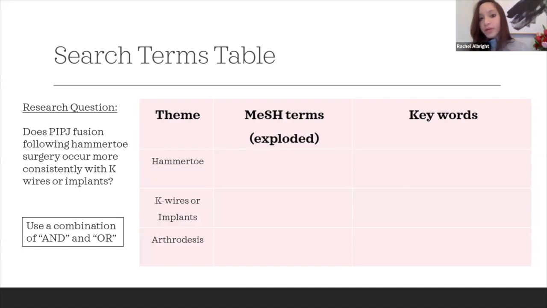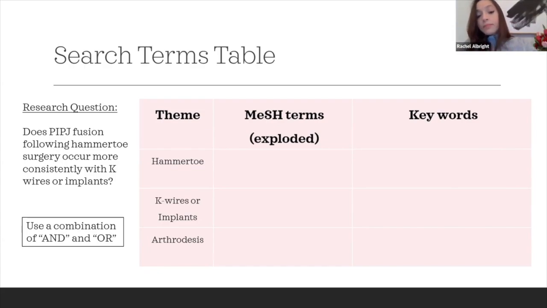So a search table is a really good way to organize your thoughts. I'm going to show you how to use this. Let's say my research question is, does PIPJ fusion following hammer toe surgery occur more consistently with a K-wire or an implant? The easy way to do this is to come up with themes, large overarching themes for your research question. The easiest way, in my opinion, is just to split it up by your PICO. Your population is people with hammer toes. That's a theme. Your intervention and your comparison is K-wire versus implant. So I made that one theme. And then arthrodesis is your outcome.